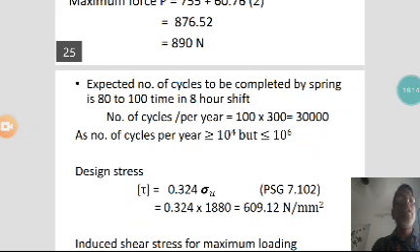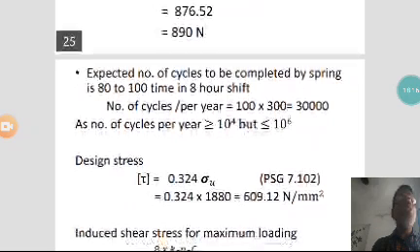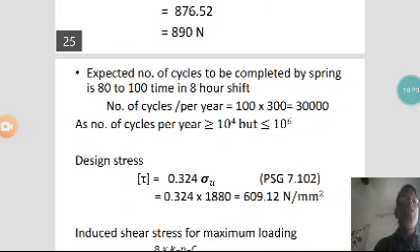Now we know the in-question expected number of cycles to be completed by the spring is 80 to 100 per shift. So how to calculate the number of cycles per year? Suppose the operating cycle is 100 times in an 8-hour shift, and per day 1 shift. So in a year there are a total of 365 days. Out of that, suppose 65 days are off, so we'll consider 300 days operating. So 300 into 100 becomes 30,000. So the number of cycles per year is greater than 10,000 but less than 10 raised to power 6.